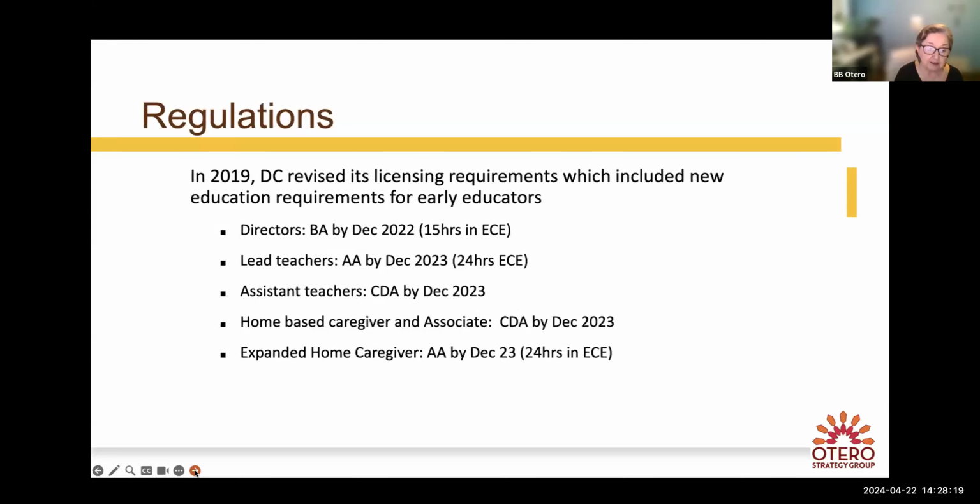The other thing that was really important is to link the regulation. So if we were going to tie a salary scale to the salary scale of the public school system, we needed to also begin to move our licensing requirements so that in fact early care educators could benefit from a salary scale that mirrored the public school system. So we changed the regulations so that, as you can see here, directors by 2022 had to have bachelor's degrees, lead teachers had to have AAs, etc. And this way we could link up to a salary scale at the school system.